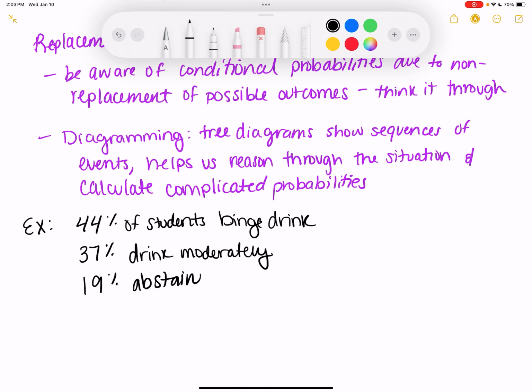So, 19% abstain, meaning they don't drink at all. Only 19%. That's kind of sad.